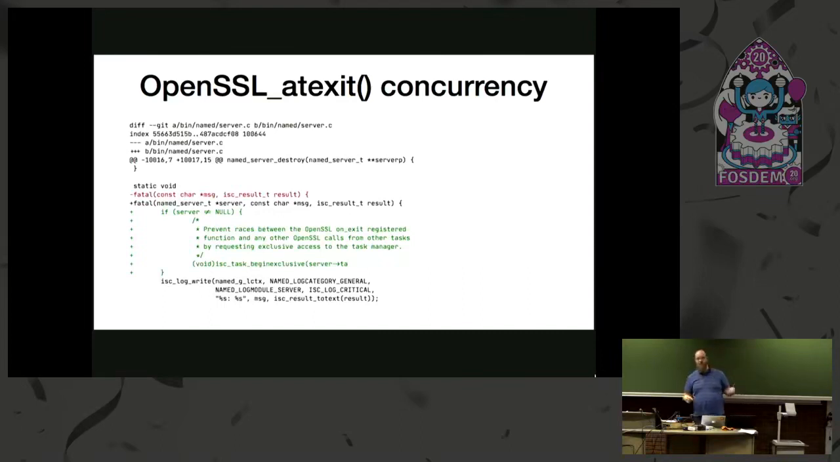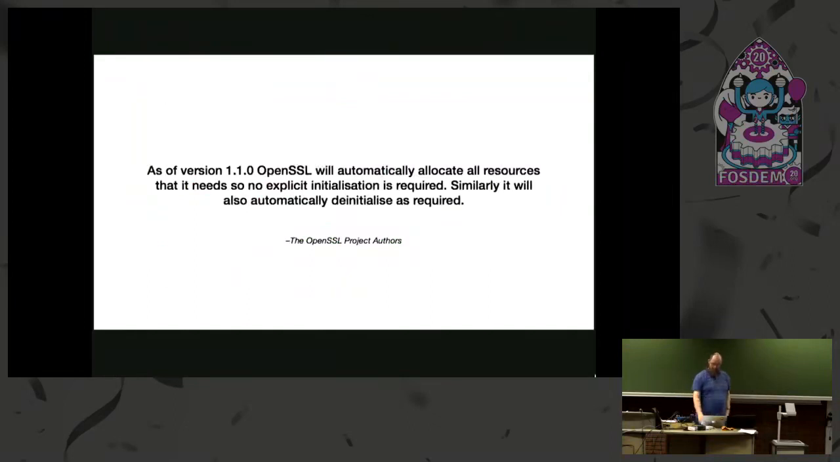So we had to request exclusivity, since there's an internal task manager in bind. In the fatal function, you have to request the exclusivity of the task manager, so it finishes all the other work before it crashes. Again, it was very weird, because we were looking at why it was crashing in the system library. Here's the quote from the documentation.